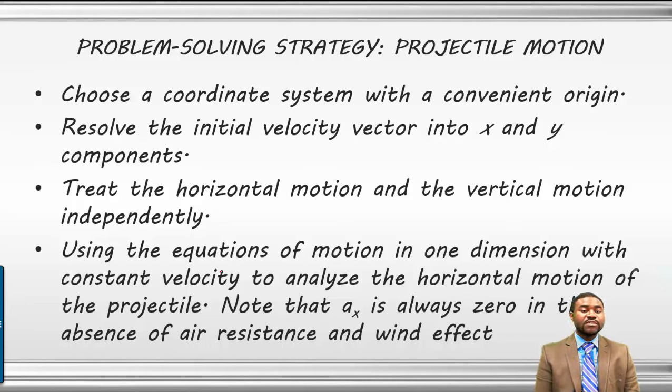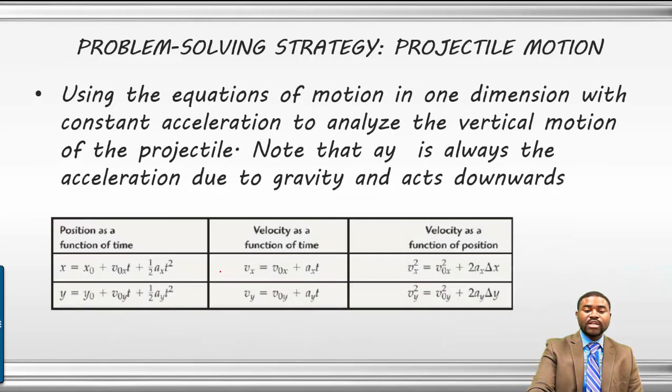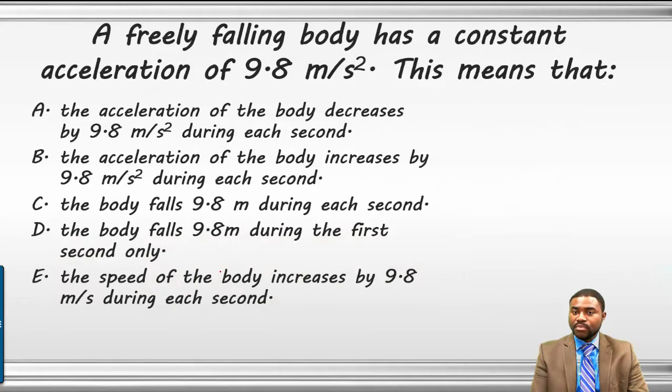And the last step, which is often the easy one, is that when we break this down, we can use the kinematics equations of motion in one dimension to analyze the motion in the x and in the y direction. Now, I'm going to demonstrate what that means. A freely falling body has a constant acceleration of 9.8 meters per second squared. What does this mean? For some reason, some students always have a difficult time answering this question. What does it mean for an object to have an acceleration of 9.8 meters per second squared?